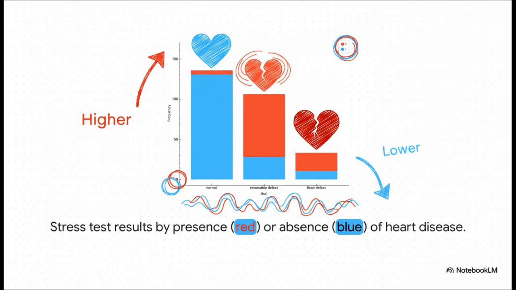See those bars? They show 3 different stress test results. But look how they're stacked, with red for heart disease and blue for no heart disease. You can immediately see the story. The slice of red, the people with heart disease, is way bigger in the groups with reversible or fixed defects.